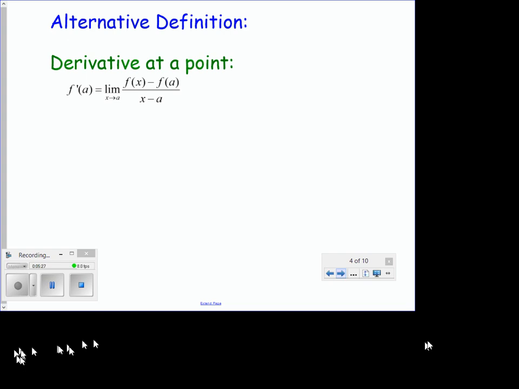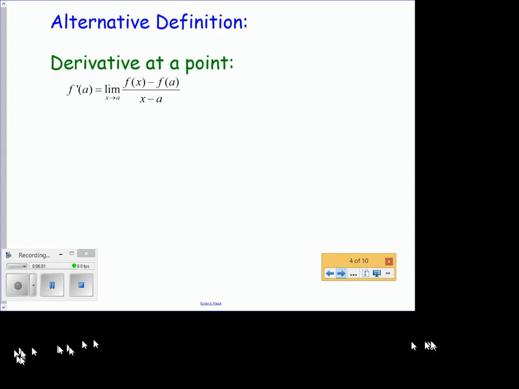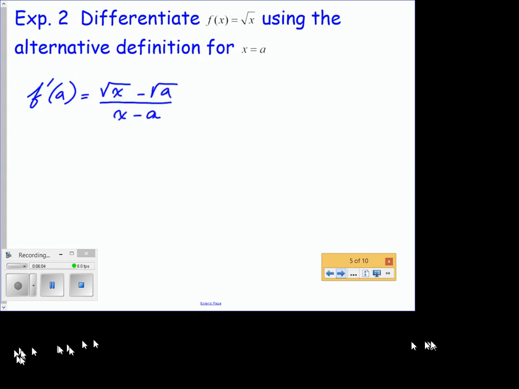So let's apply that for this example. So we're going to say f prime of A is equal to the square root of x minus the square root of A all over x minus A. Oops. What did I forget? Let's go back. The limit as x goes to A.